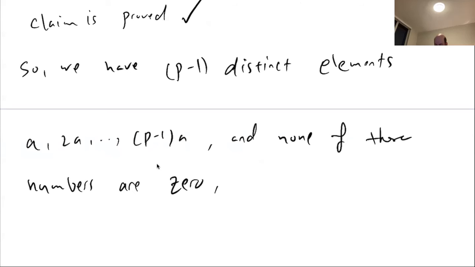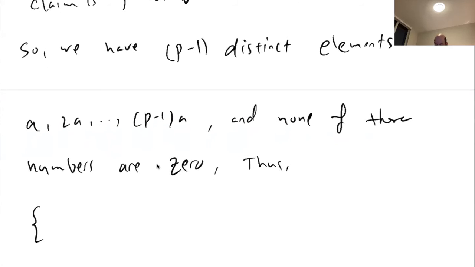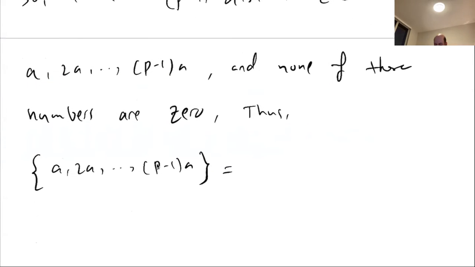So what does that mean? Thus, this set, let me say a to p minus 1 times a, has p minus 1 distinct elements in Zp. But what is Zp? Zp is 0, 1 to p minus 1. So Zp has p elements. One of them is 0 and p minus 1 are non-zero elements. Right now I have p minus 1 distinct non-zero elements.